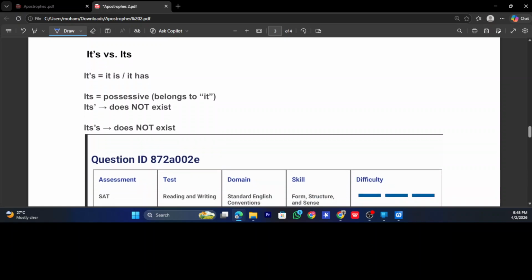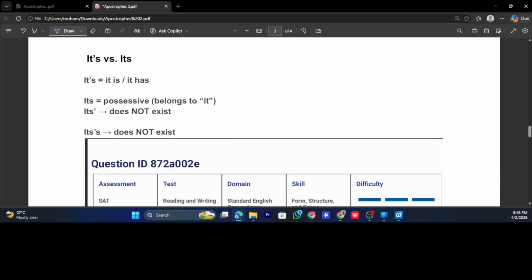Okay. Right now we will learn about it's versus its. It's means it is or it has. Its means possessive, belonging to it. And we need to know another thing: its followed by an apostrophe does not exist.